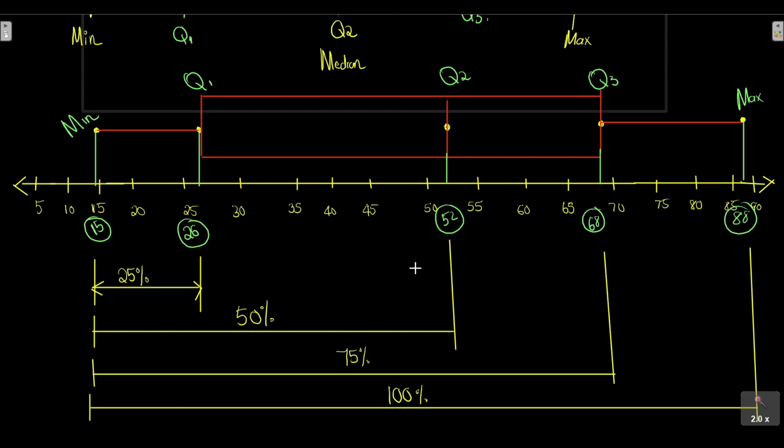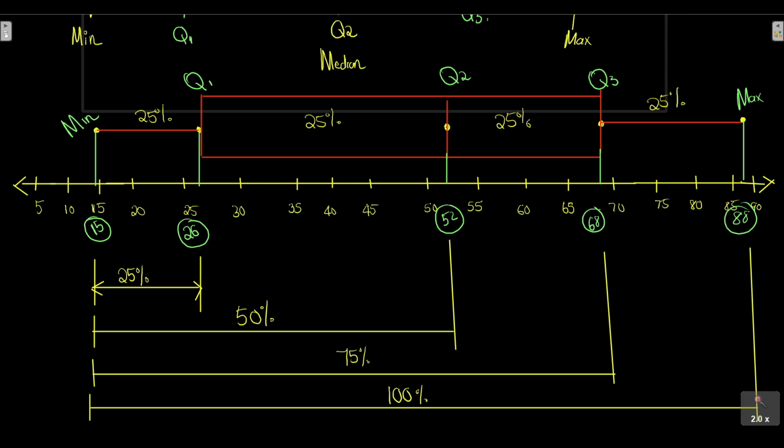So how did I get to 25% between minimum and Q1, 50% between minimum and Q2? You need to remember that your box and whisker diagram is divided into 4 equal sections. From your minimum to your Q1 represents 25% of the data. From your Q1 to your Q2, that represents 25%. From your Q2 to your Q3, 25%. From the Q3 to the maximum, 25% of the data.